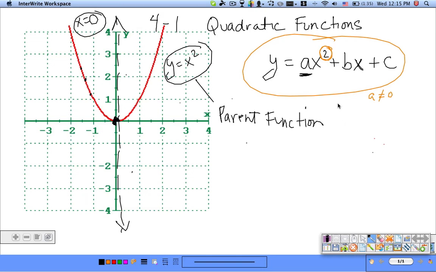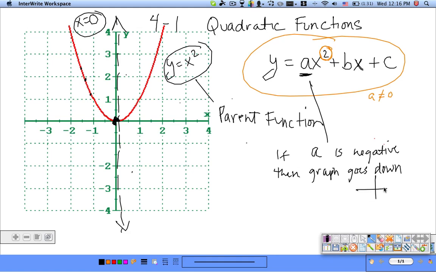And let's go back here and make some notes about a. If a is negative, then the graph goes down. You can make a little graph for yourself and make it go down. And then you can write down if a is positive, it goes up. Sorry, my notes are sloppy here. So, you can make one that goes up.